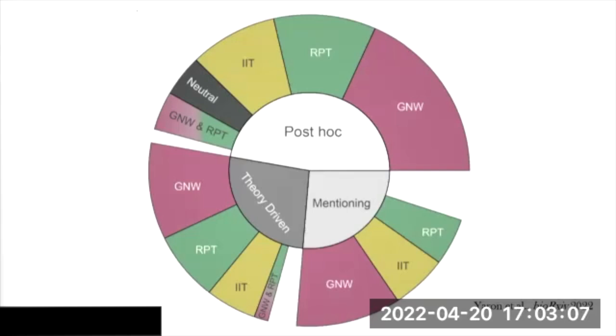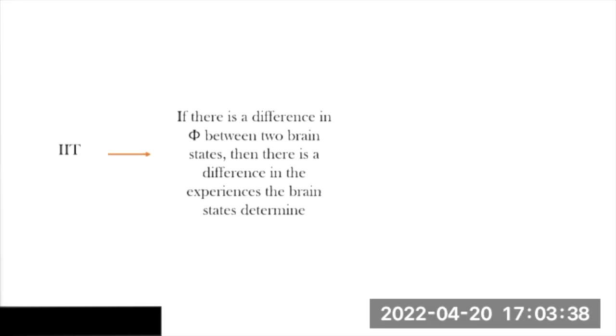So our research goal was to be theory-driven, to do this a priori prediction testing. So we started with IIT, and a few people will be presenting on IIT here, but it started with phenomenology, so reflecting on the essential features of consciousness, and it ends with a mathematical measure of the amount of consciousness in a system, the intrinsic integrated information, or phi. So for IIT, consciousness just is integrated information distributed across the brain. And the prediction of IIT that we're focused on here is that if there is a difference in phi between two brain states, then there is a difference in the experiences that the brain states determine.